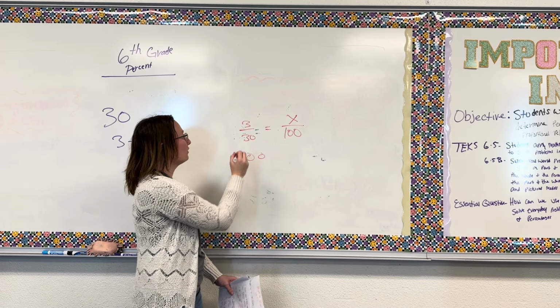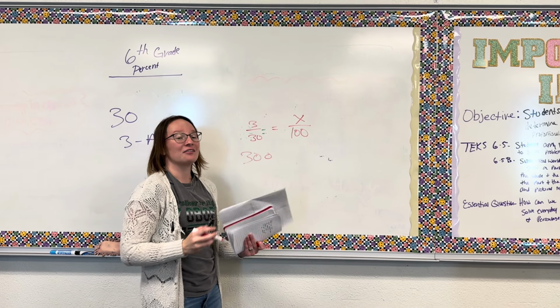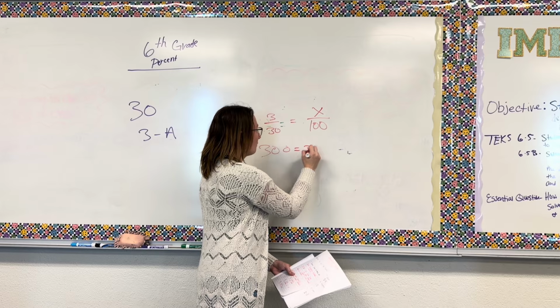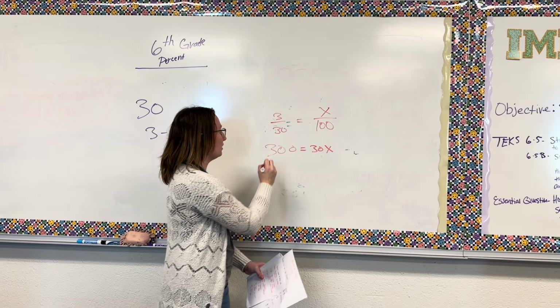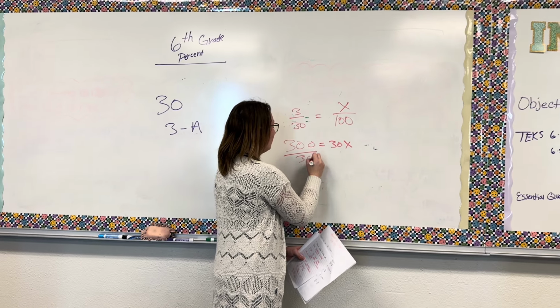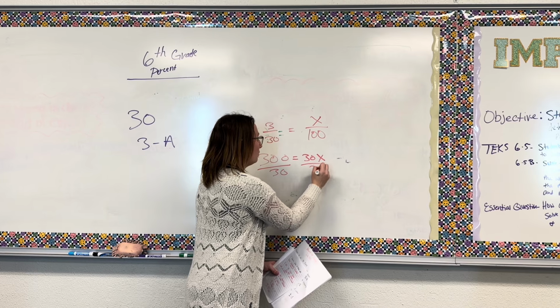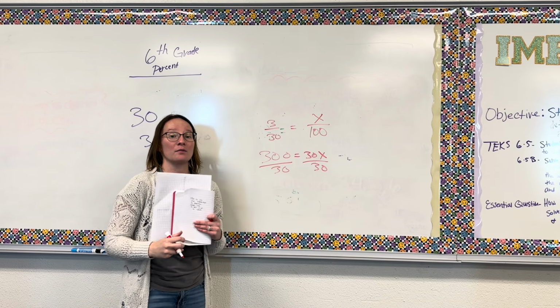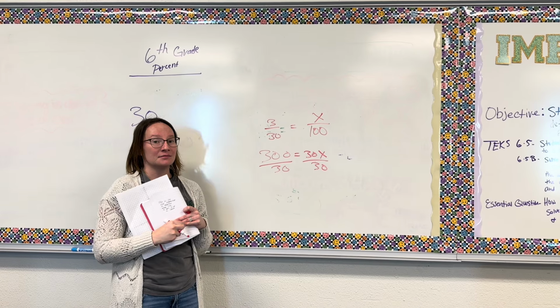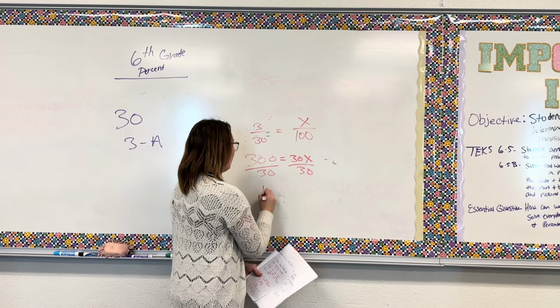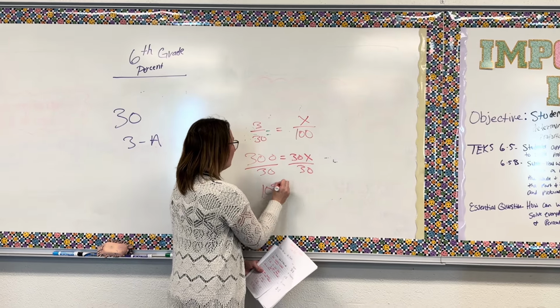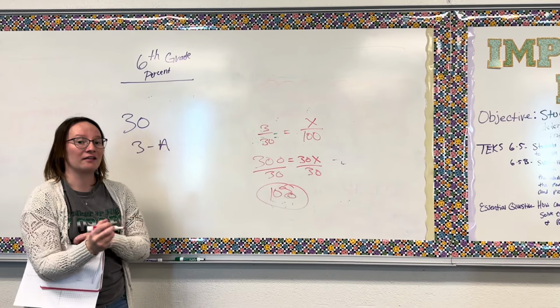And then who can tell me what this next part is? Yes, 30X. And then we need to divide by 30 on both sides. You guys are right. And who can figure that out for me? I'll give you guys a second. Yes, it's gonna be 10 of our students, or 10% of our students will make an A in that class.